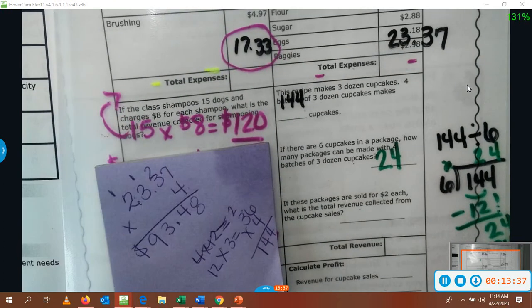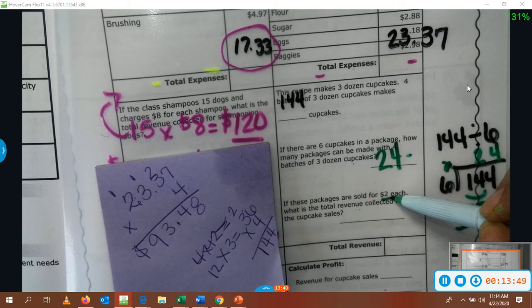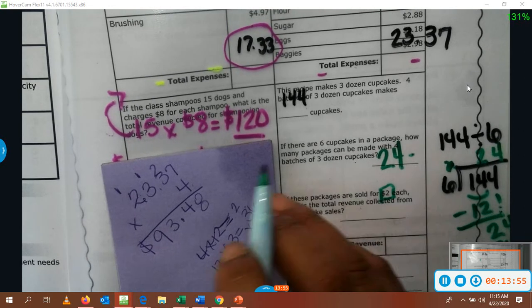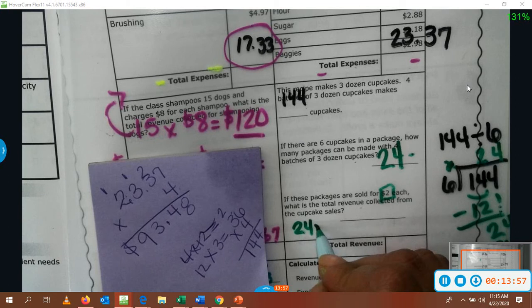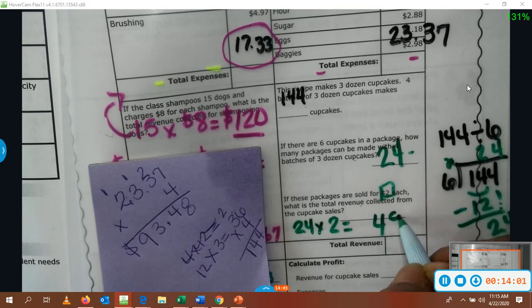So if the packages are sold for $2 each, what is the total revenue collected from the cupcake sales? So now we have to take this number and multiply it times 2, because that's how much they sold it for. So 24 times 2 equals 48.